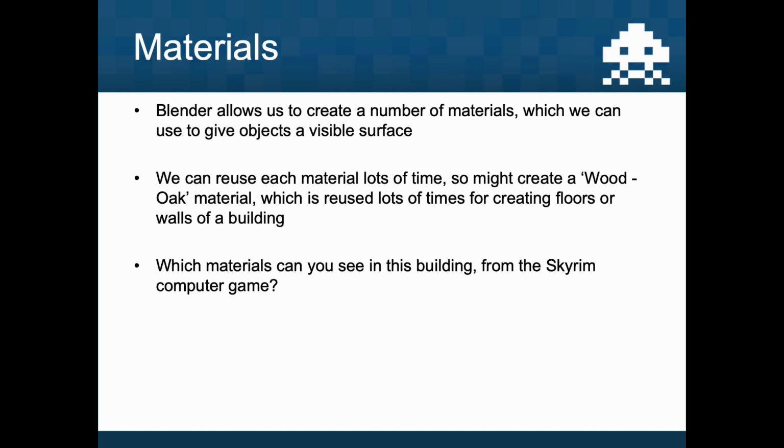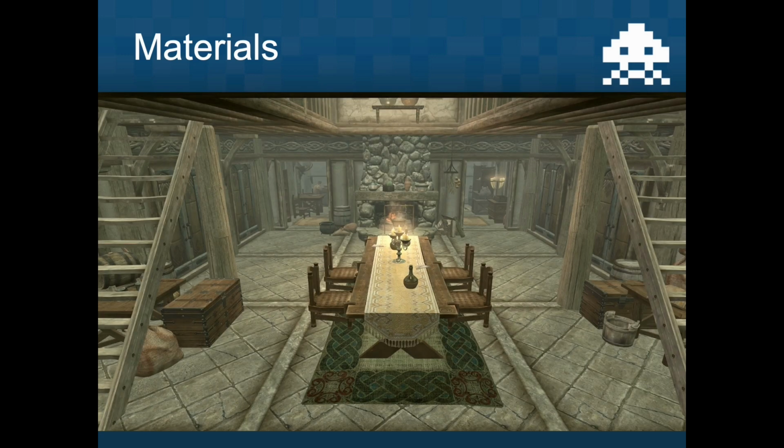I'd like to have a look at the following image, which comes from the Skyrim computer game, and think what different materials might be in place within this image. So pause the video at this point and just do a bullet pointed list. How many different materials do you think you can see within this scene? Pause the video at this point.